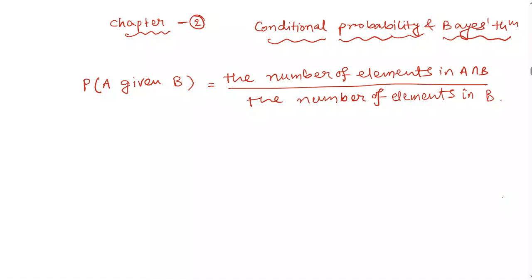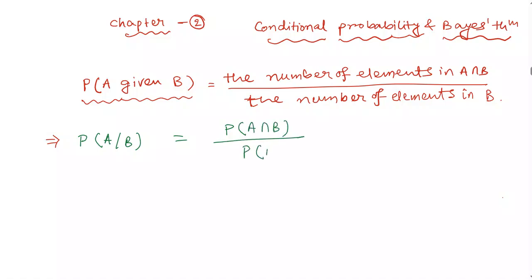Conditional probability looks like this: probability of A given B, that is, the number of elements in A intersection B divided by the number of elements in B. So how do you write this? Probability of A given B is equal to probability of A intersection B divided by probability of B. This is the formula.